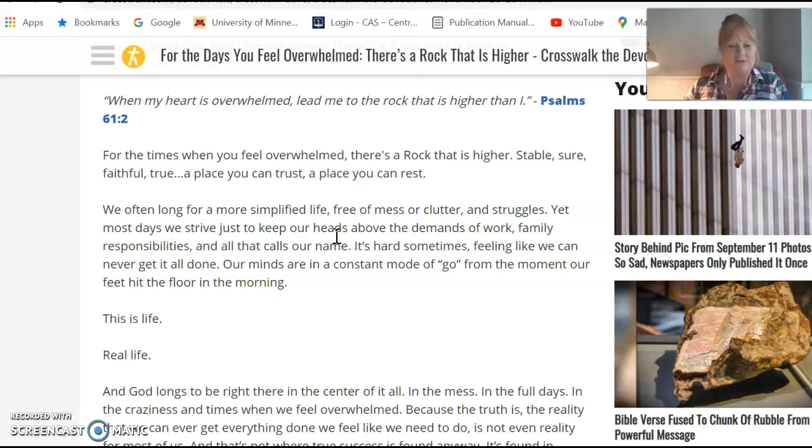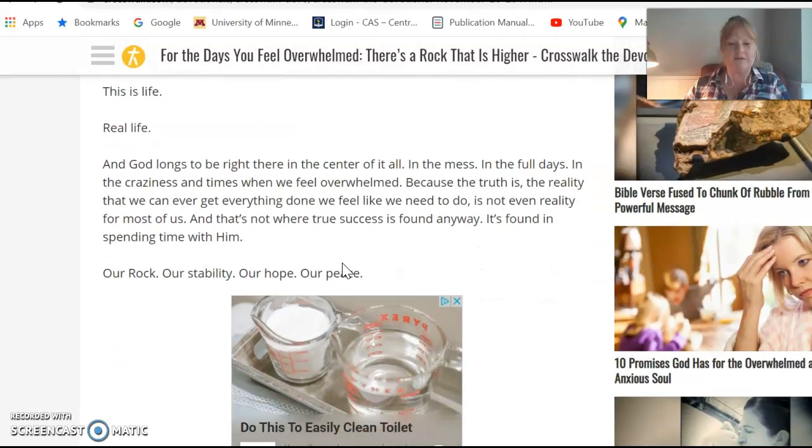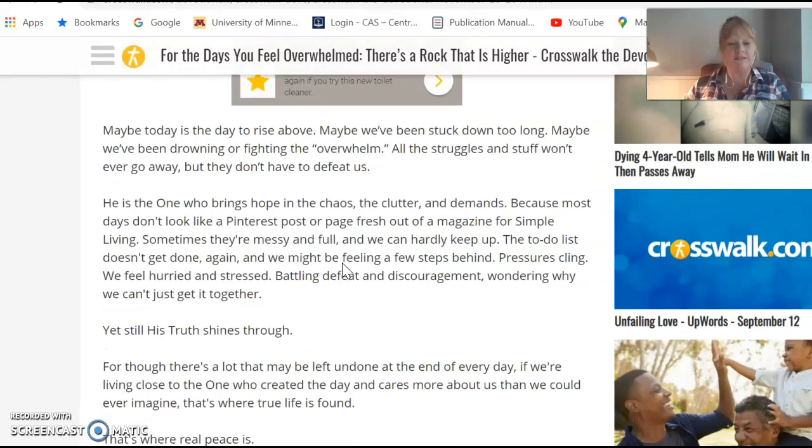And God longs to be right there in the center of all of it, in the mess, in the full days, in the craziness, and times when we feel overwhelmed, because the truth is the reality that we can never get everything done we feel like we need to do is not even reality for most of us. And that's not where true success is found anyway. It's found in spending time with Him. Our rock, our stability, our hope, our peace.